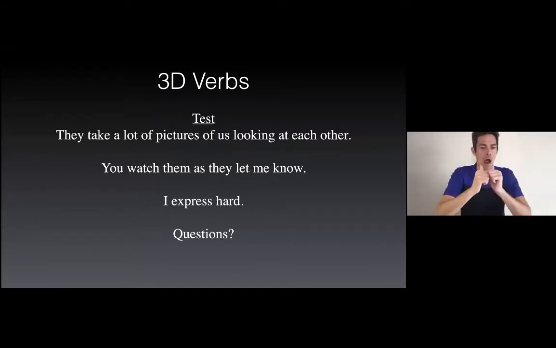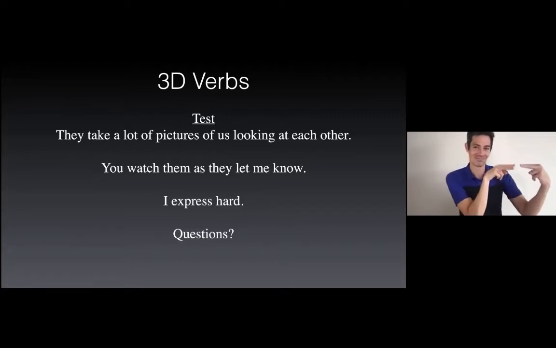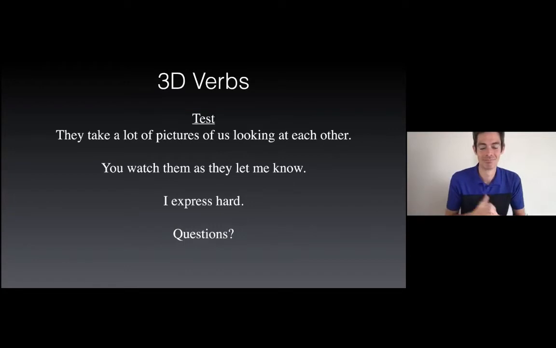So now, thinking about how you will use these 3D verbs. They take a lot of pictures of us looking at each other. So basically, they are taking pictures. You see the direction of them taking pictures. I'm showing the taking pictures from them towards us, and we are looking at each other. So the looking is actually directionally focused on each other.